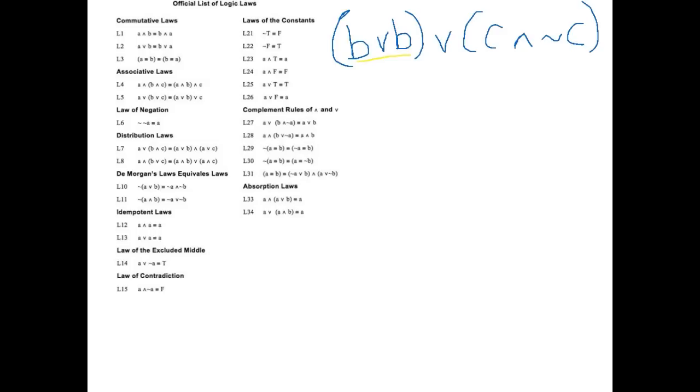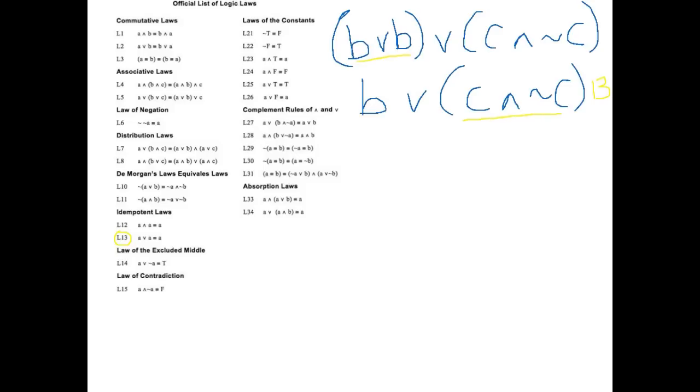And I've spotted here law 13. So if it's A or A, then it's just A. So in our case, B or B means it's just B. And we'll keep the rest of the expression as it is, because that's a new step. Just indicate that we used law 13 to get there. So we've simplified the left half. Let's have a look at the right half.